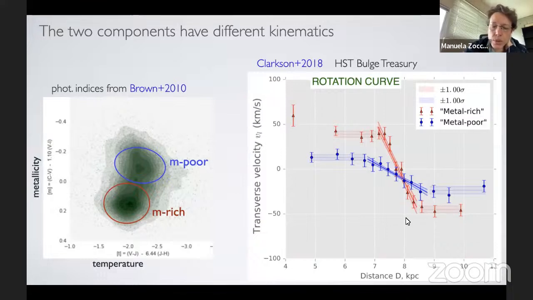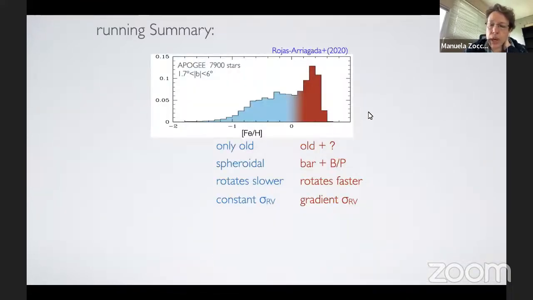So in other words, we all agree, and we could write it in our summary, that the metal poor component rotates slower, a little bit slower. It's not devoid of rotation, while the metal-rich star rotates faster, and the metal poor star has a constant velocity dispersion, while the metal-rich star has a gradient in velocity dispersion.